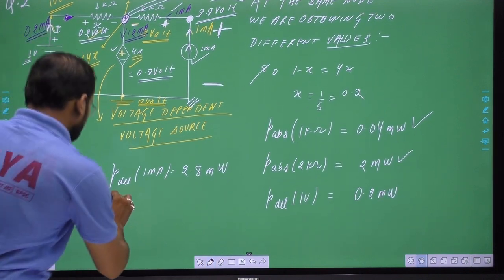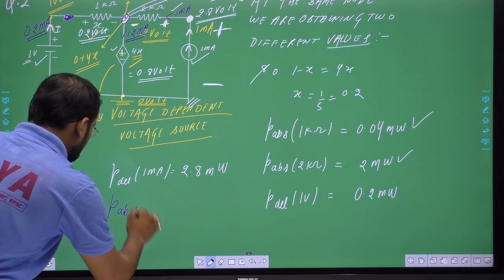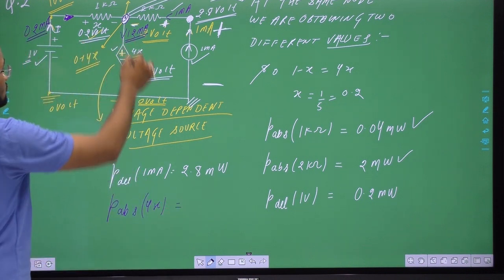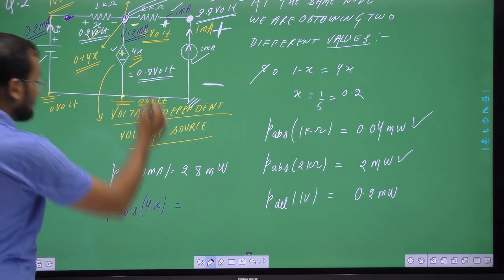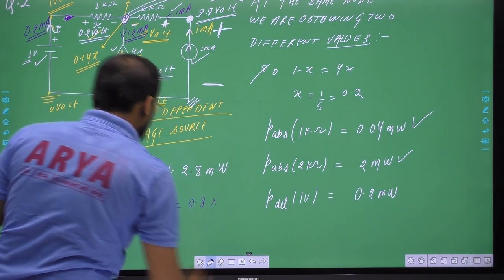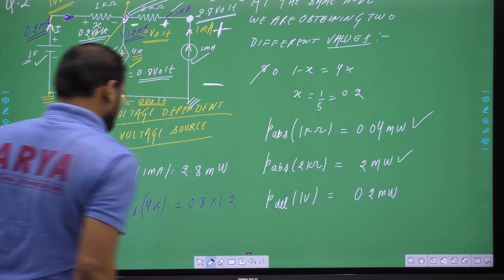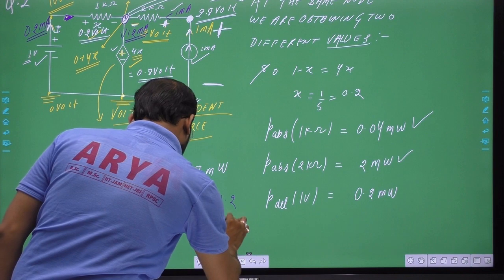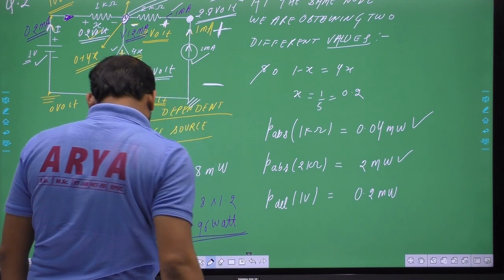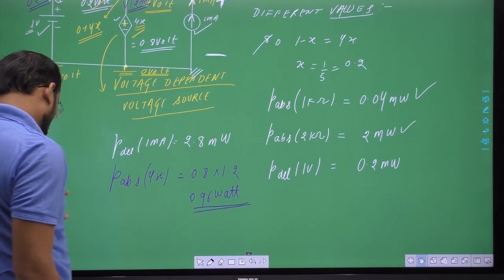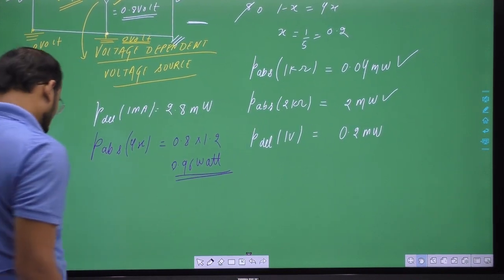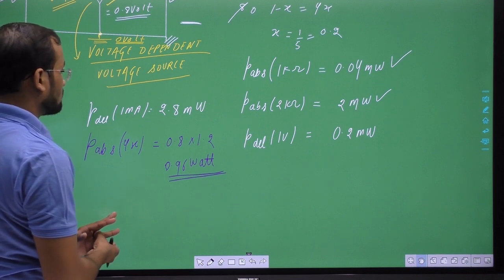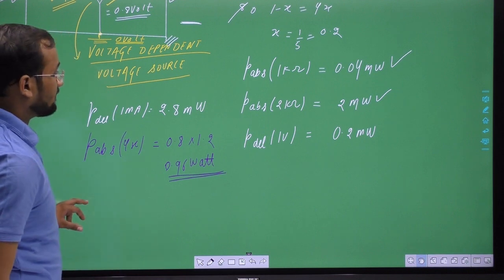So power absorbed, as the definition says, when a positive current enters the dependent source, it will absorb power. What will be the value? 0.8 multiplied by 1.2, which is 0.96 watt. The total absorbed power must be equal to the total delivered power. So calculate it and cross verify it.